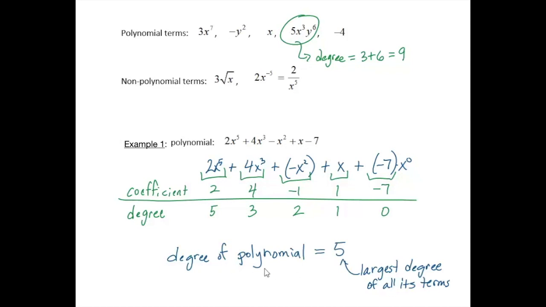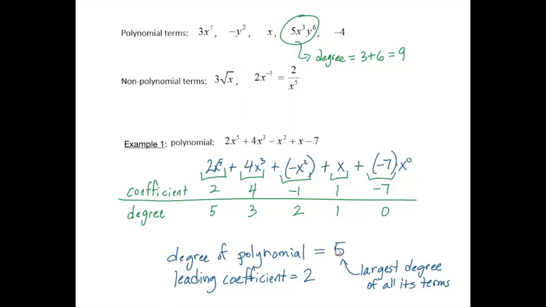The degree of a polynomial is the largest degree of all of its terms. So in this polynomial, the degree is equal to 5, because that's the largest degree of each of these terms. So it's helpful to write it in decreasing order, and then we call this the leading term of the polynomial, the term with the highest exponent. We also define the leading coefficient of a polynomial to be the coefficient of the leading term. So in this case, the leading coefficient is equal to 2.